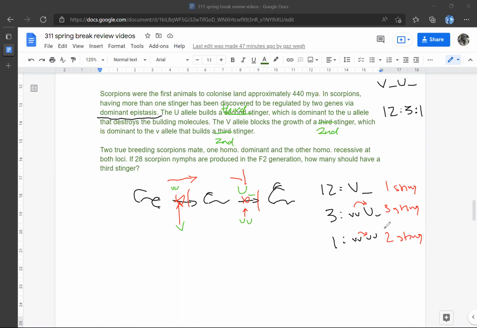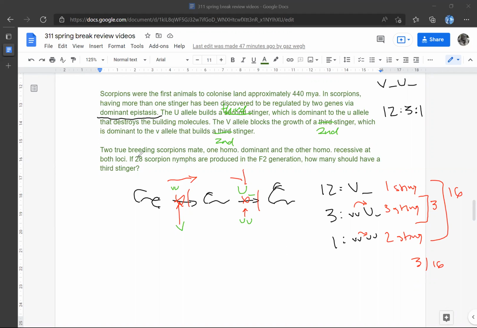So we have our 12 to 3 to 1 ratio. It wants to know how many will have a 3rd stinger. So we should be looking at this, and this is obviously just 3 individuals are going to have 3 stingers. All out of 12 plus 3 plus 1 is 16. So 3/16 is our ratio. And we can apply this to the total. So this is our ratio. This is going to be some fraction.